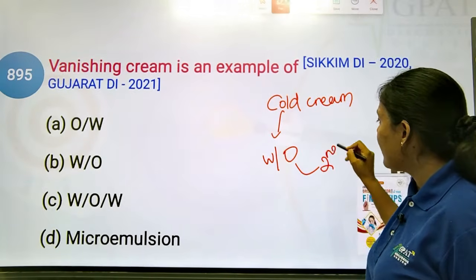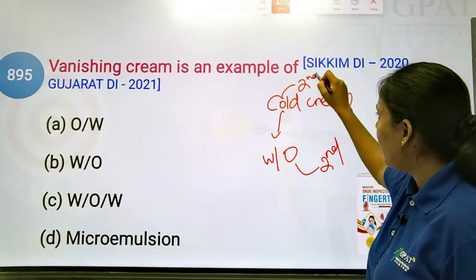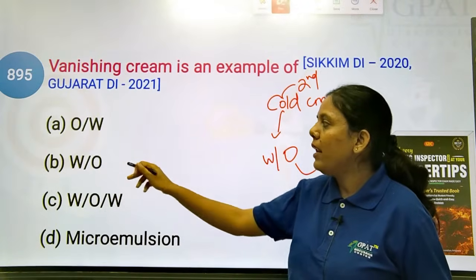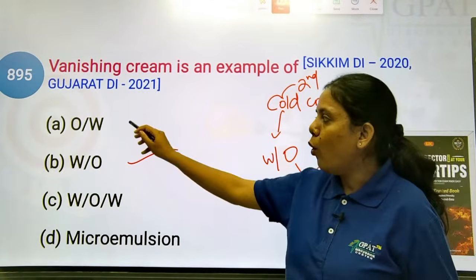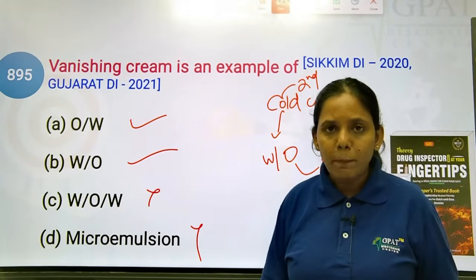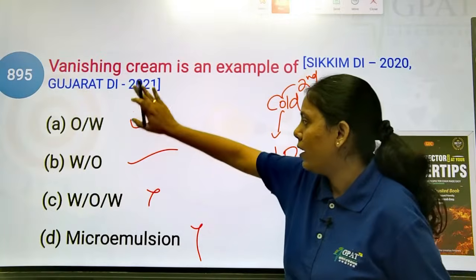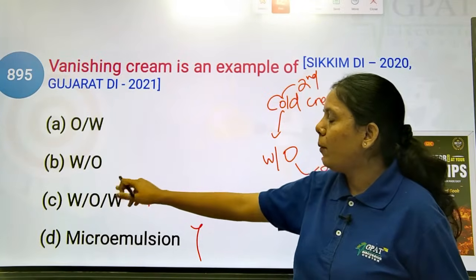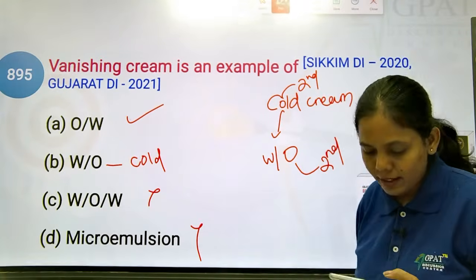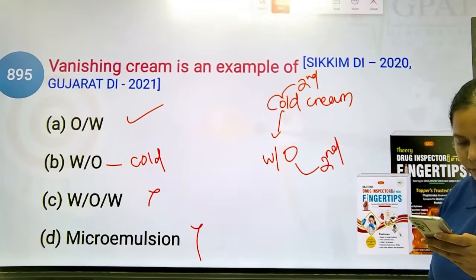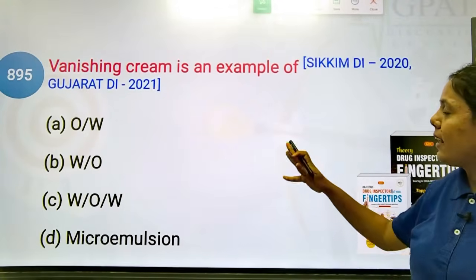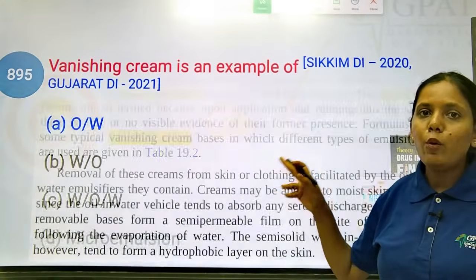Here O comes in the second position. Here also O comes in the second position. So you can remember this just to avoid confusion between these two. Remaining, W by O and O by W, are not micro emulsions and not multiple emulsions. They are simple emulsions. If you get confused between O by W and W by O, remember this is your cold cream. O by W is the right answer. Option A is the right answer because W by O is cold cream.